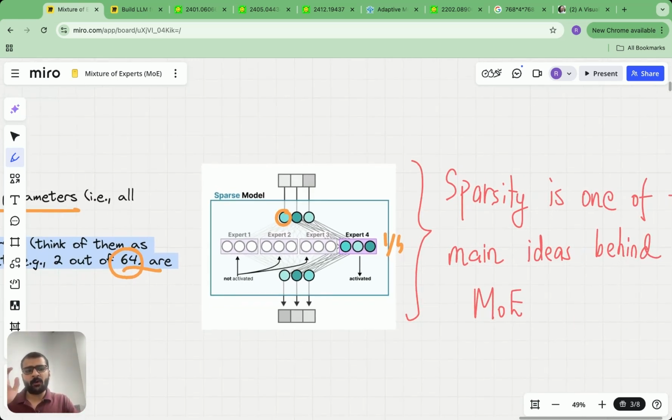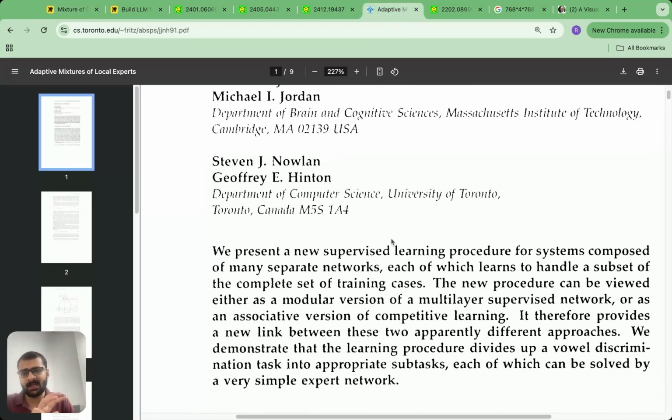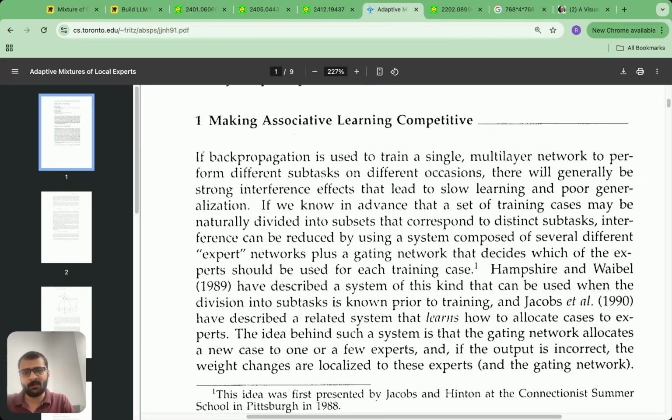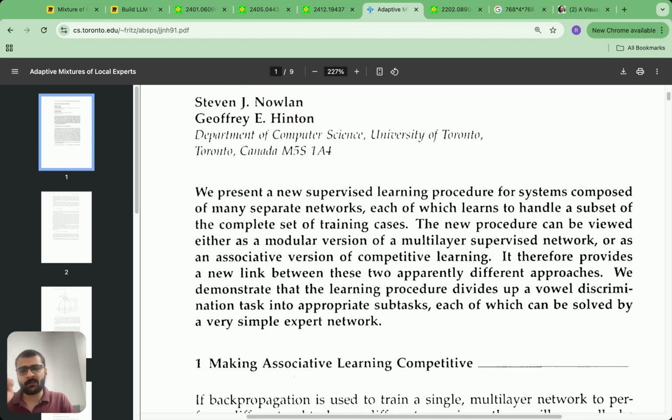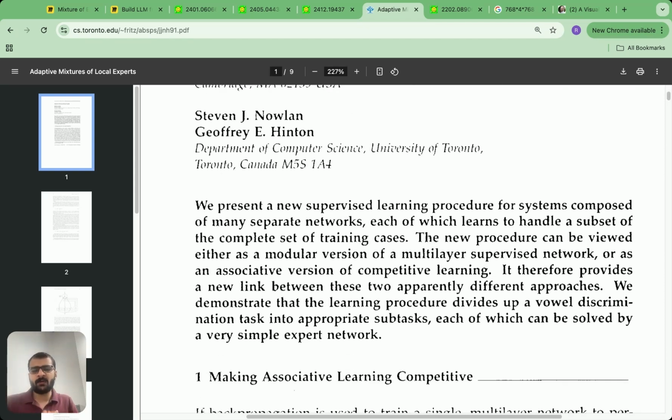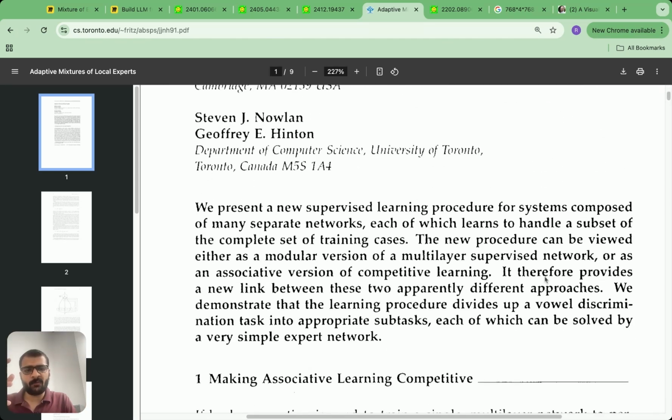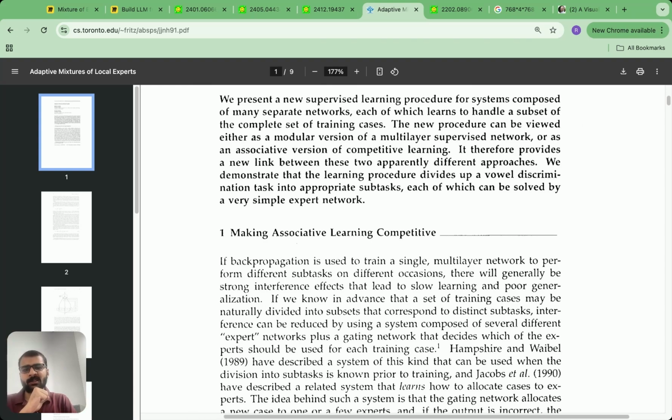So this whole idea of sparsity and mixture of experts was not novel. It was introduced in a 1992 paper, actually a 1991 paper, which I showed you at the start of this lecture. But they used it for a very new task. What they showed was that they used this idea of mixture of experts for the task of vowel discrimination. And they showed that this can be achieved not by one neural network but by multiple neural networks, and by selecting the neural networks in a sparse manner.